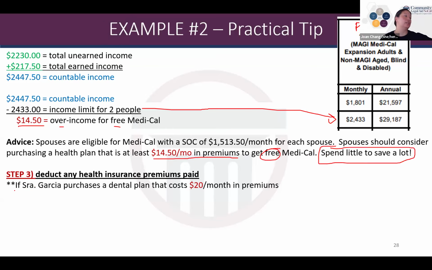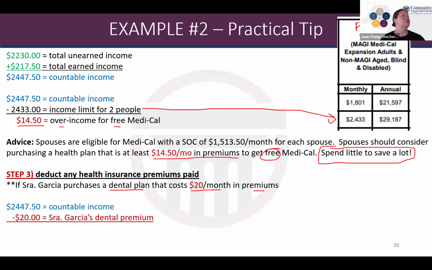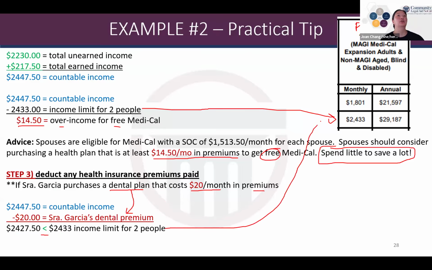Okay, so let's say, for example, Senora Garcia purchased a dental plan that actually costs 20 bucks per month. Okay, 20 bucks in premiums. If we do the math, this was her countable income. We subtract the 20 bucks from her dental plan. Now she's actually under income for here, right? Here's the limit for two people. She's technically under income by like a couple of dollars, more than $2. I'm terrible at math. But she's right under the amount for free Medi-Cal at this point.